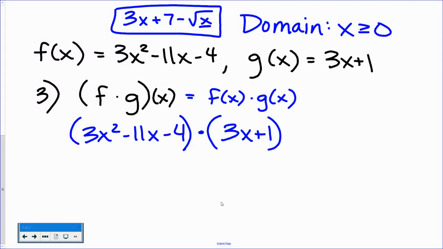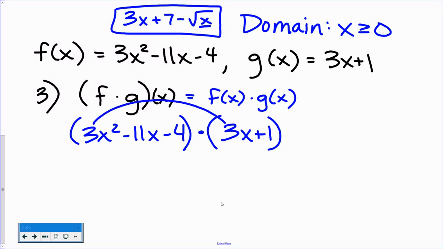Okay, so we're going to be doing a lot of distributing. We are not doing FOIL. FOIL only works if you have two binomials. I have a trinomial on the left and a binomial on the right. So FOIL does not work for everything. So not a huge fan of FOIL myself.